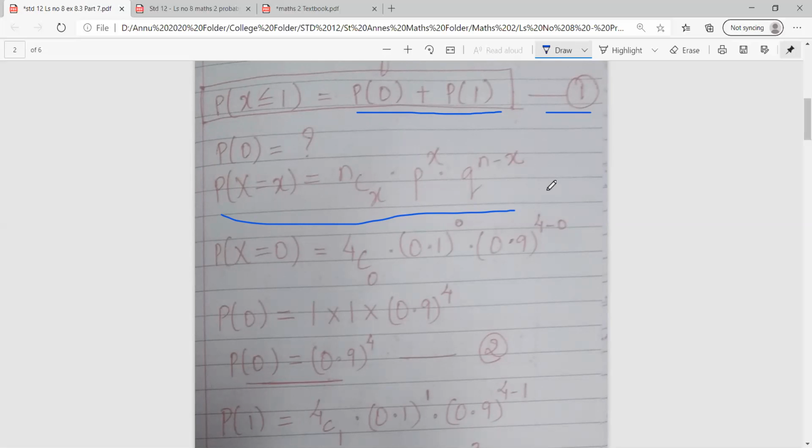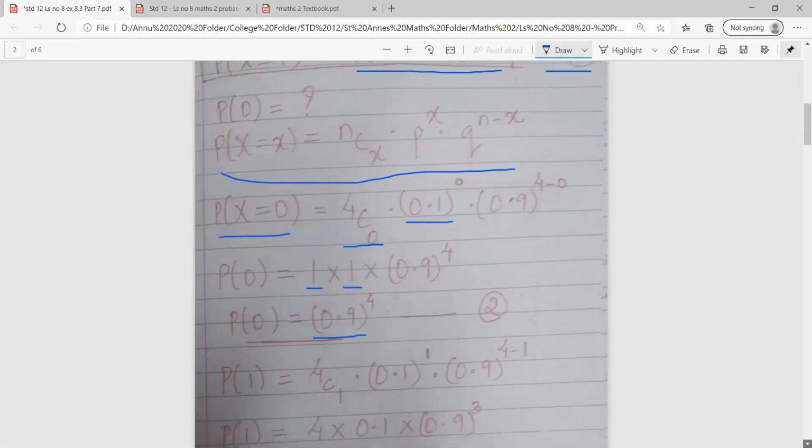So first we'll be finding out P of x equal to 0. So 4C0 into 0.1 raised to 0 into 0.9 raised to 4 minus 0. Yesterday I explained to you all, wherever you see 0 as the power, automatically you have to write 1. So 4C0 will give you 1. 0.1 raised to 0 is also 1 and 0.9 raised to 4. So there's no need to open it. I'm giving it as point number 2.